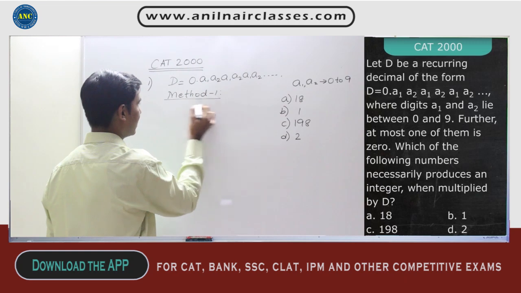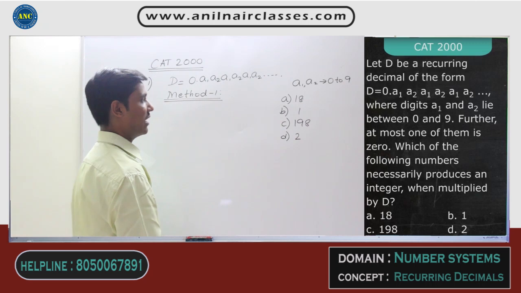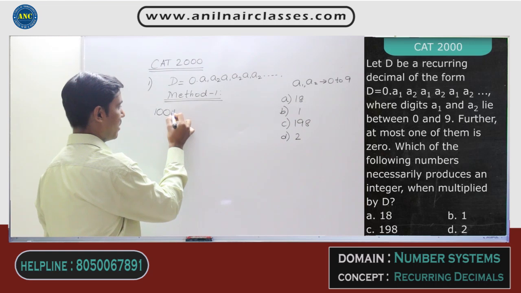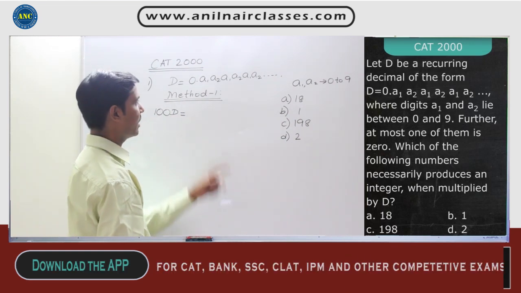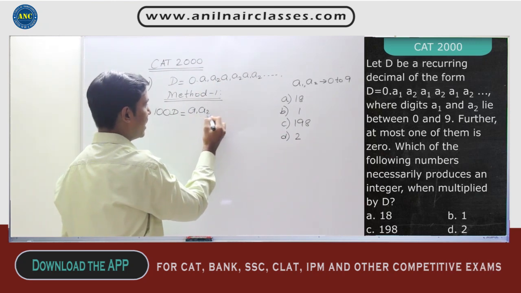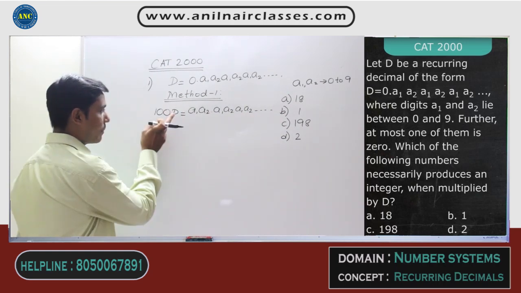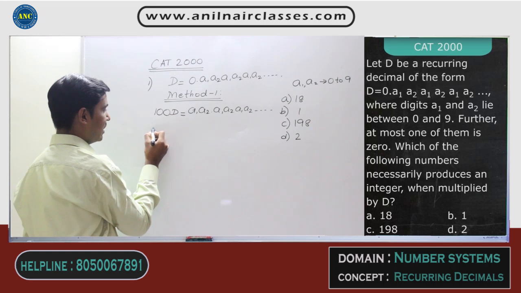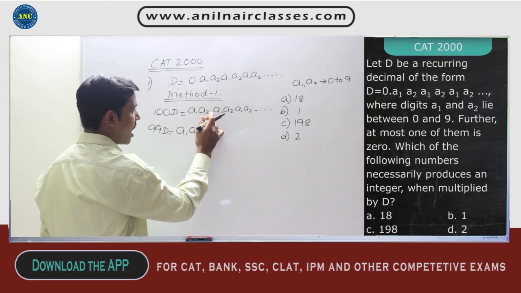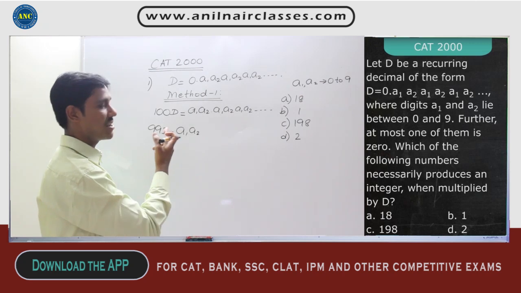D is given as 0.A1A2 A1A2 A1A2. This is a recurring decimal, right? To convert a recurring decimal to a fraction, multiply by 100. Why am I multiplying by 100? Because 100 into D shifts the decimal after 2 places. It becomes A1A2 point A1A2 A1A2 and it continues. If I subtract, 100D minus D is 99D, and A1A2 minus 0 is A1A2. After the decimal, the repeating A1A2 cancels with the repeating A1A2. That is the reason we multiply by 100, right?